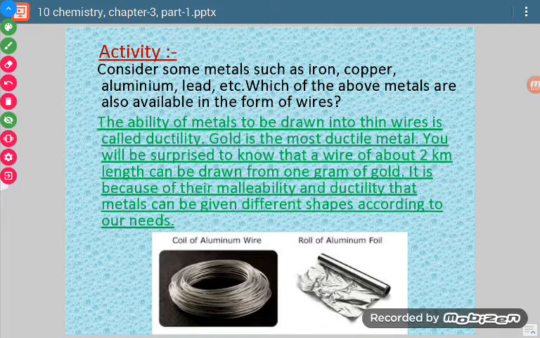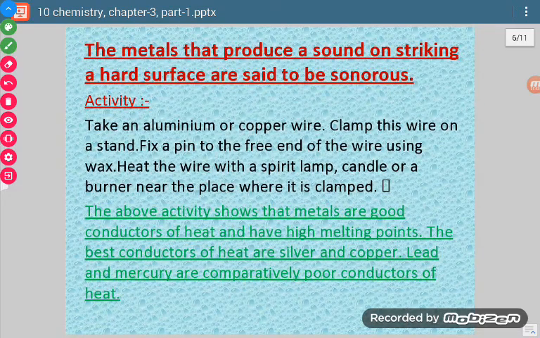Now one more thing we have to remember here: gold is the most ductile metal. If we take 1 gram of gold, then we can draw a 2 kilometer long wire from 1 gram of gold. So it is the most ductile element out of the known elements. Now one more property is there which is called sonorous nature. What is sonorous nature? When we hit a particular metal, it produces sound. This property is called sonorous nature. So metals are sonorous in nature.